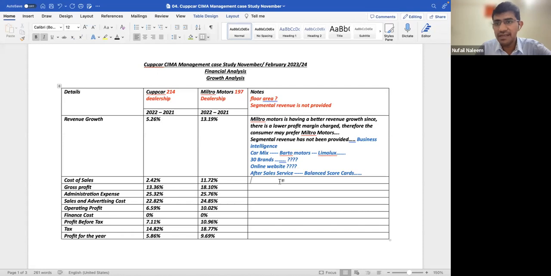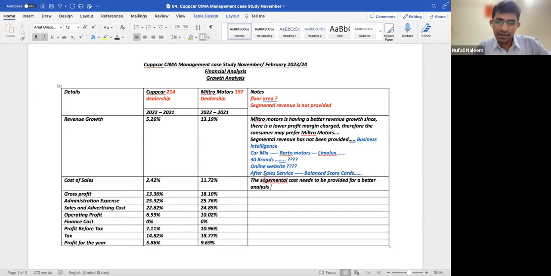So students, if I'm not mistaken, what I can effectively start analyzing is, let's write down the first one. Segmental cost needs to be provided for a better analysis. For a better what, students? Analysis. Do you agree with me, students? Makes sense, no? I believe that is very important at the end of the day. Now, students, moving in detail.